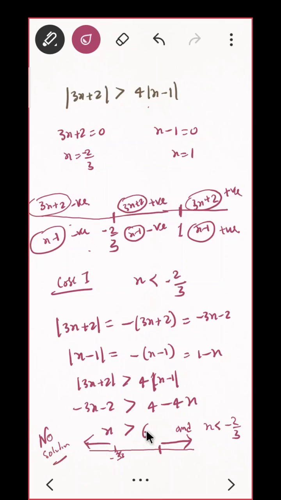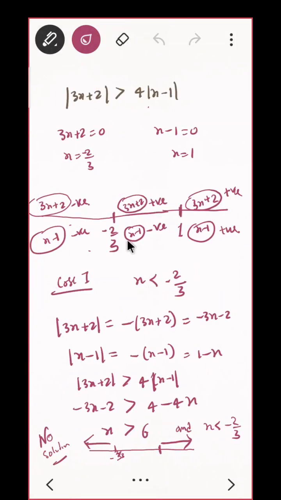Yeah, perfect. Shall we move ahead to case 2? What will be case 2? X is lying between 1 and minus 2 by 3. Is that clear? And you already know what is the thing.